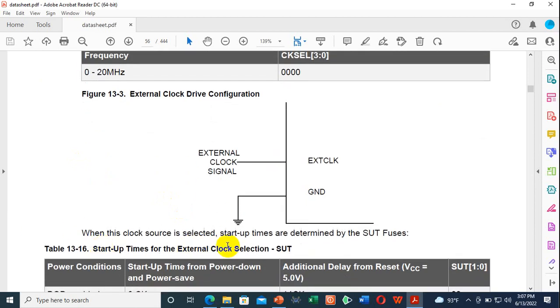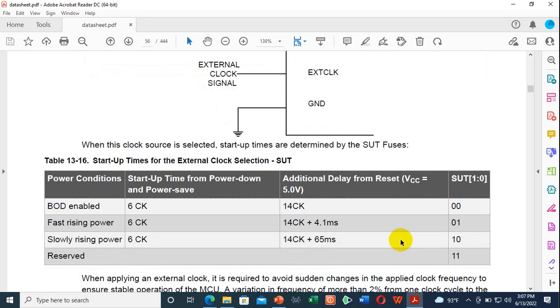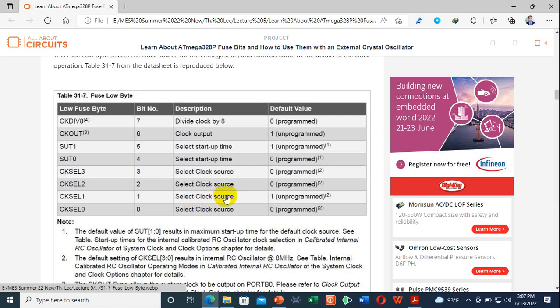When this clock source is selected, startup times are determined by the SUT fuses. And these are the different fuse variations. This table is missing from your PowerPoint slide, that's why you need to refer to the datasheet. And the explanation of the different bits you can find from this table over here. These two bits: startup time bit 1 and 0.